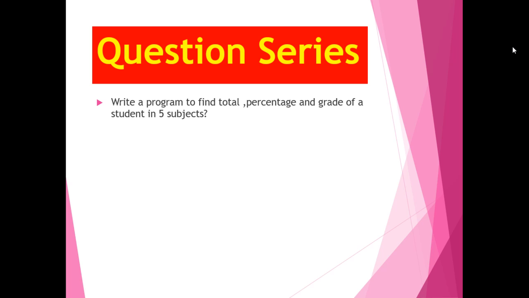The next question is: write a program to find the total, percentage and grade of a student in 5 subjects. For the grade, it is given that if the percentage is between 0 to 49, then the grade is D. If it is 50 to 69, then the grade is C. If it is between 70 to 89, then B. If it is greater than or equal to 90, then the grade is A. So let's sort out this question.